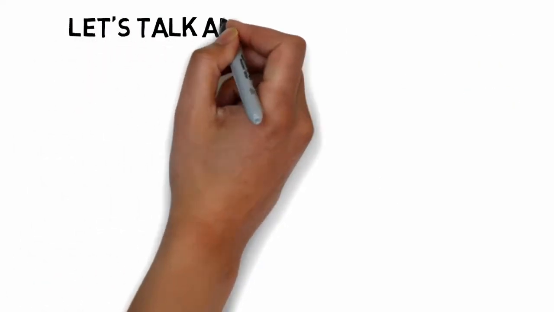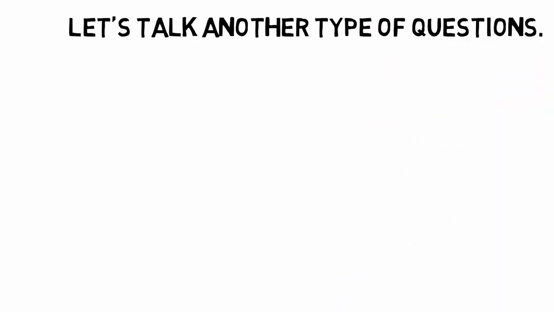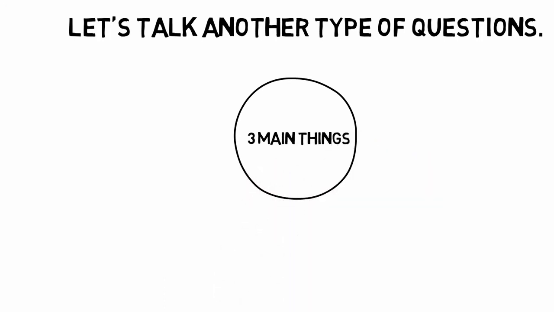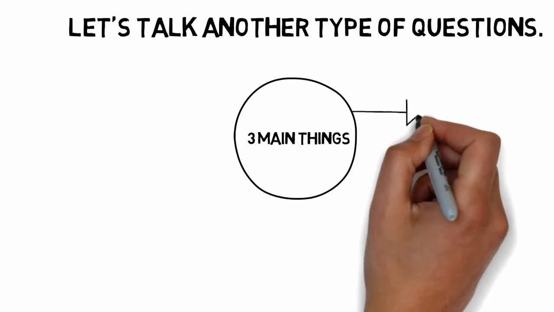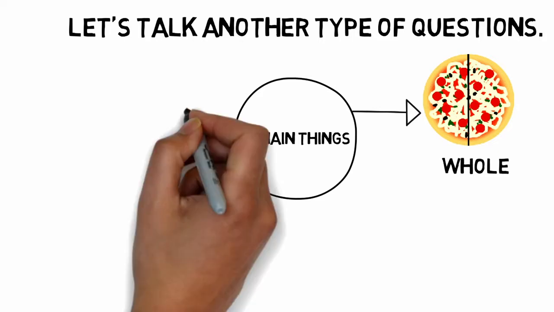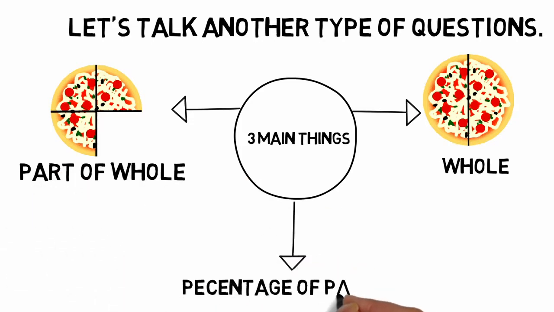Now let's talk about another type of question. In this type of question you will find mainly three quantities. These three quantities are the pillars of the question. Suppose you are taking, for example, a pizza. The quantities are the whole thing, the part of the thing, and the percentage. They will give you any two of these three and ask you to find the third using these two quantities.